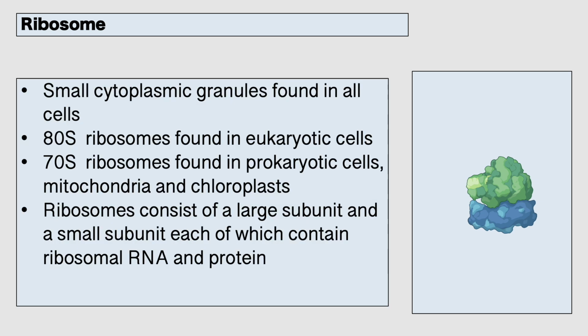Ribosomes are small cytoplasmic granules found in all cells. 80S ribosomes are found in eukaryotic cells, and 70S ribosomes are found in prokaryotic cells, mitochondria, and chloroplasts. Ribosomes consist of a large subunit and a small subunit, each of which contain ribosomal RNA and protein.